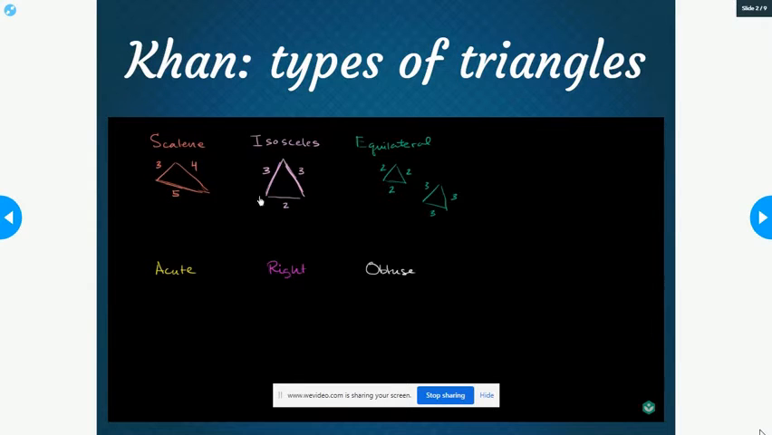So for example, this one right over here, this isosceles triangle, is clearly not equilateral. All three sides are not the same, only two are. But both of these equilateral triangles meet the constraint that at least two of the sides are equal.